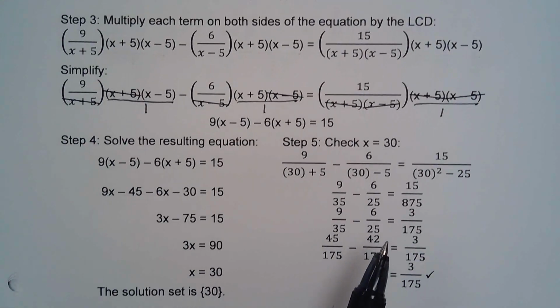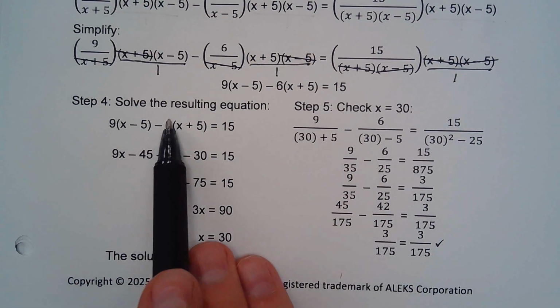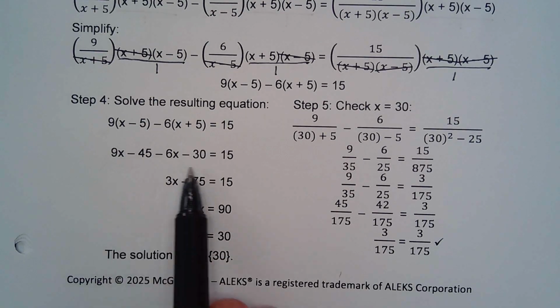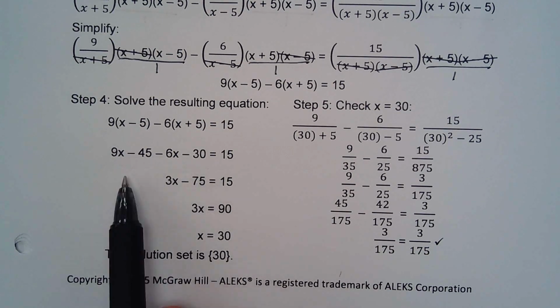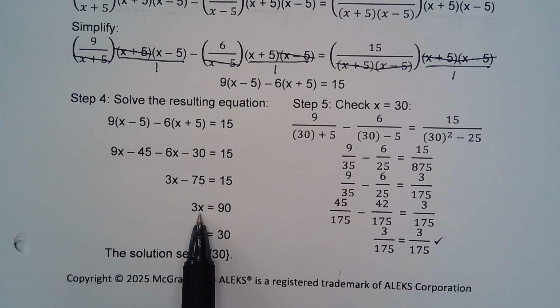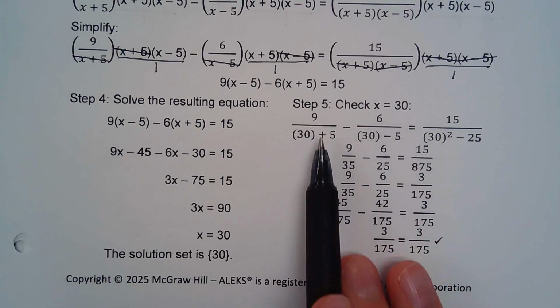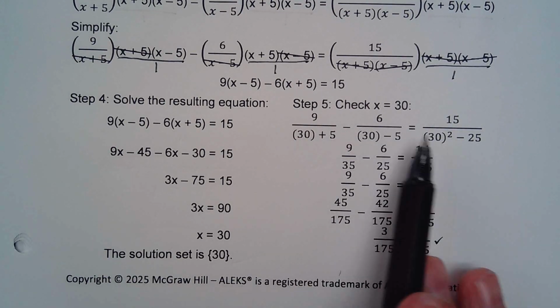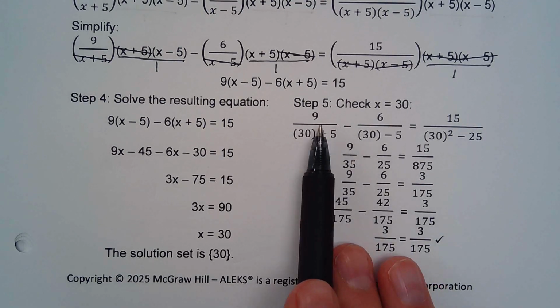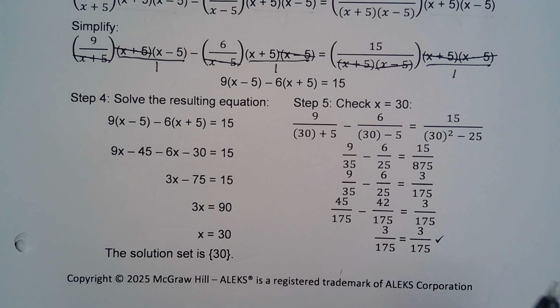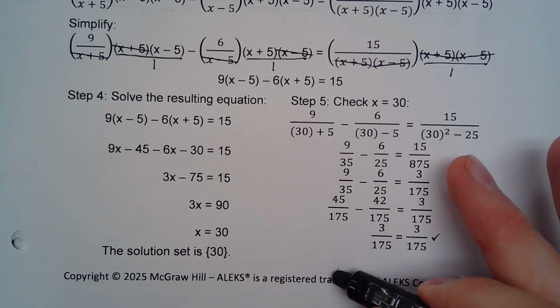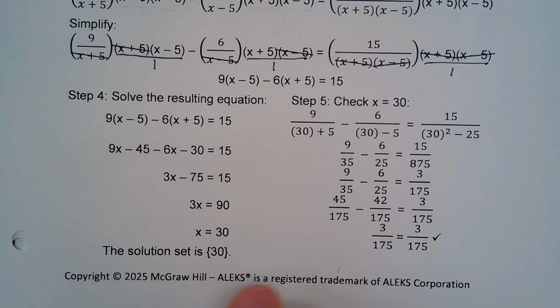Next step is we solve the resulting equation. We distribute that negative 6 and distribute that 9 to both terms. Combine like terms. Add 75 to both sides and then divide by 3. That gives us 30. The good news is that 30 is not plus or minus 5, so that means that solution is probably going to be good. But we can go ahead and check. And I'd recommend you putting this all in your calculator rather than trying to do it by hand. But if you go through, you can see you get the same number on both sides. So it does check. So our solution set would be 30.